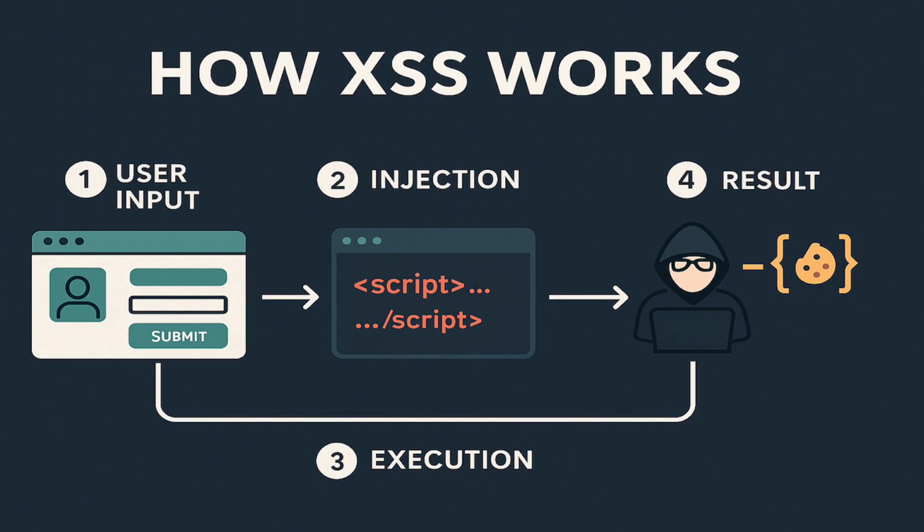Let's break down how a typical XSS attack works. Step 1. The attacker finds an input field like a comment box or a search bar where they can submit data. Step 2. Instead of entering regular text, they inject a script tag with JavaScript code. Step 3. The website doesn't sanitize or escape that input properly and displays it to other users. And step 4. When another user loads that page, the browser executes the attacker's script.